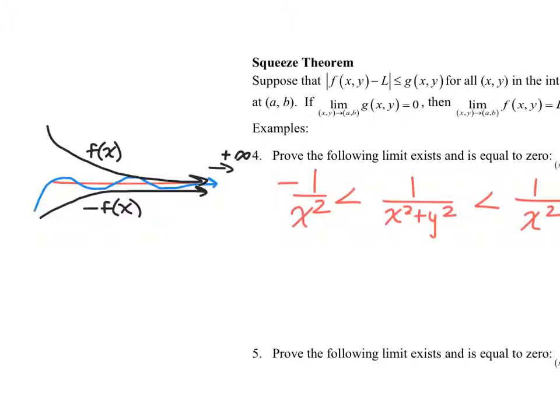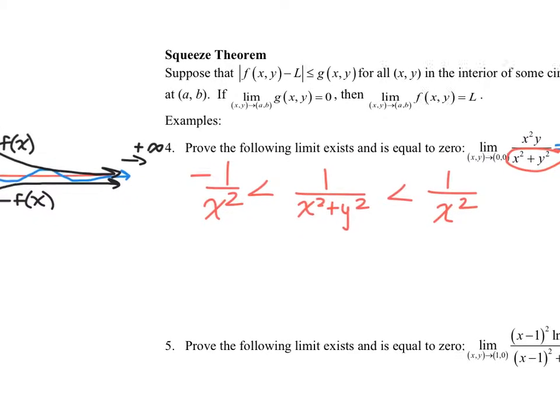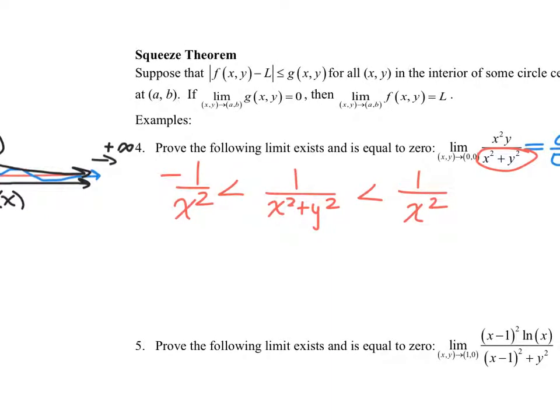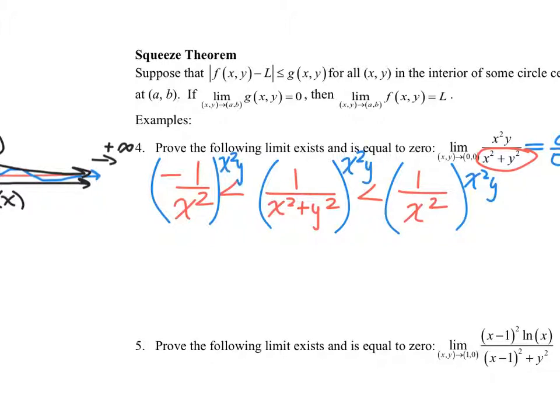So what I'm going to do is manufacture the original limit. I need an x squared y over x squared plus y squared. So I'm going to take each fraction and multiply it by x squared y. In which case I'm going to get negative y less than, I'm going to leave a little space, x squared y over x squared plus y squared less than y, leaving a little space in front of that too.